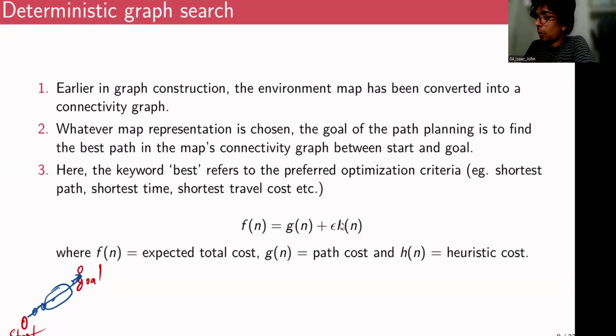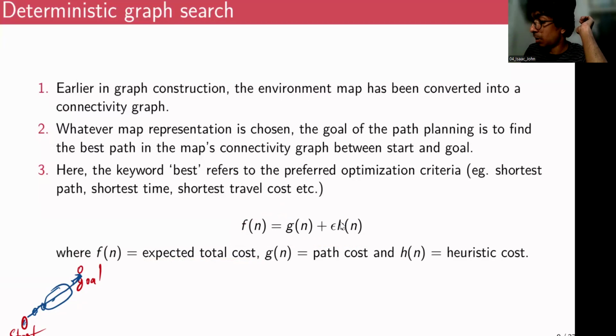right? And the optimization criteria we use is defined by this expression where this f of n is nothing but the expected total cost, right? The cost that you require for moving from the start position to the goal position.